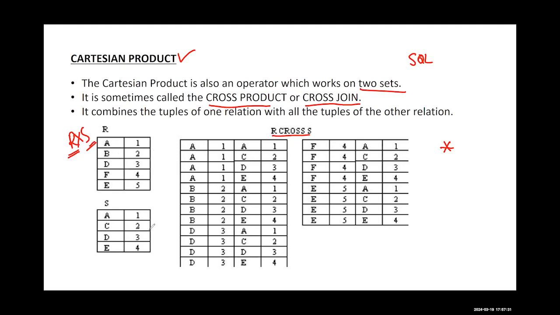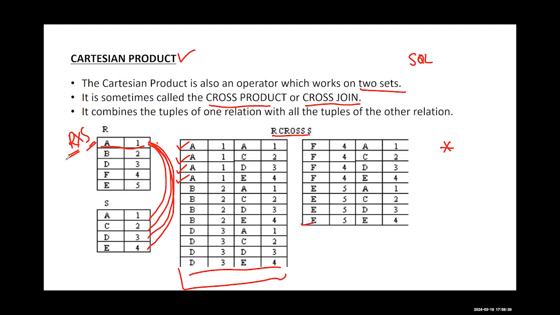So I have R and S here. First, I will take the tuple A1 of R and I'm going to multiply with all the tuples. So it is going to be A1, as you can see here, then A1 C2, then A1 D3 over here, then A1 E4. This is the fourth. This is the resultant. Remember, this actually continues this way. Since there is no space, it is written over here. So this is actually the continuation.